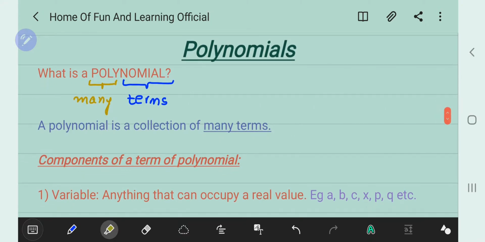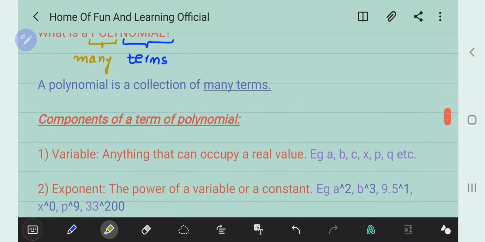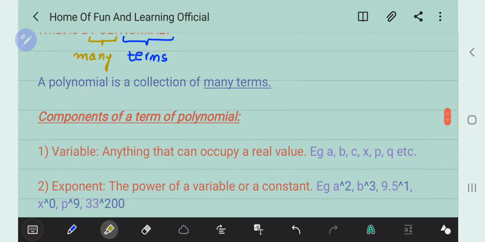The second component of a term of a polynomial is an exponent, which is the power of a variable or a constant. For example, a to the power 2, b to the power 3, 9.5 to the power 1, x to the power 0, p to the power 9, 33 to the power 200, and etc.